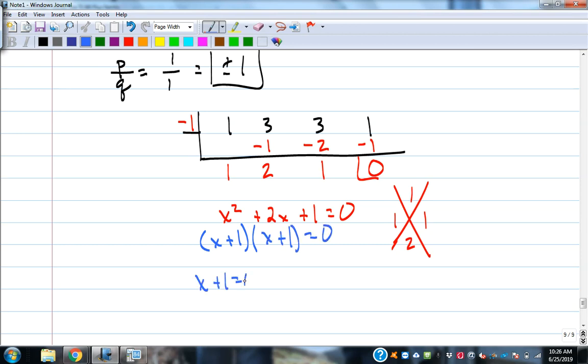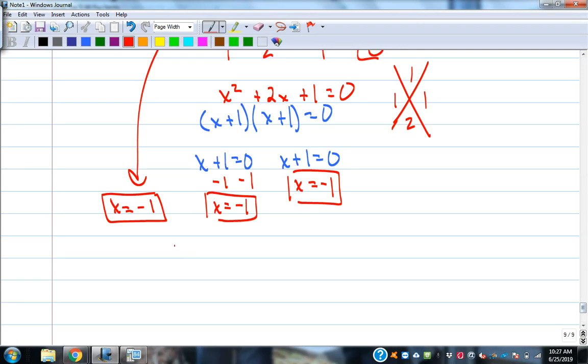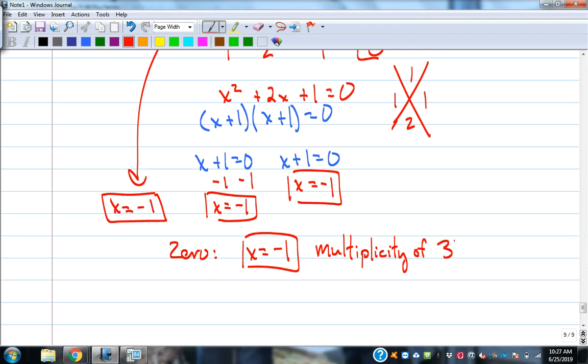I get the same factor set equal to 0. And when I solve that, I get -1 both times. In fact, I got -1 3 times. The one time I did it with synthetic division, and then I got it for both answers when I solved that quadratic. What that means is you have a 0, x equals -1, and it has what's called a multiplicity of 3.